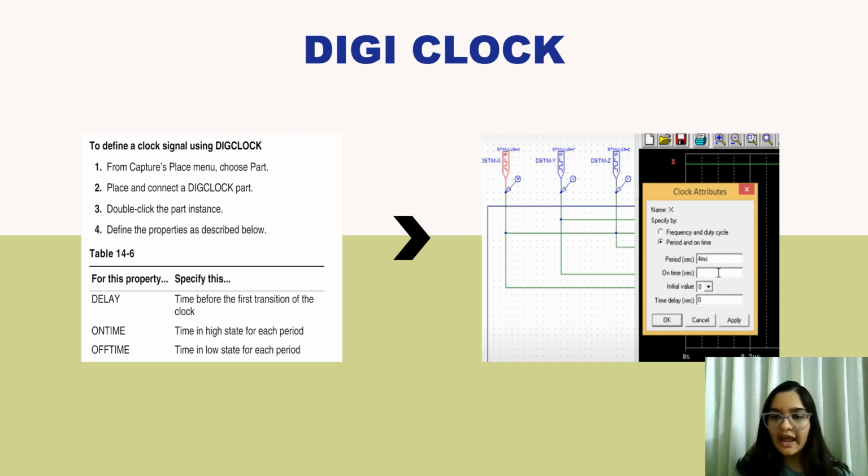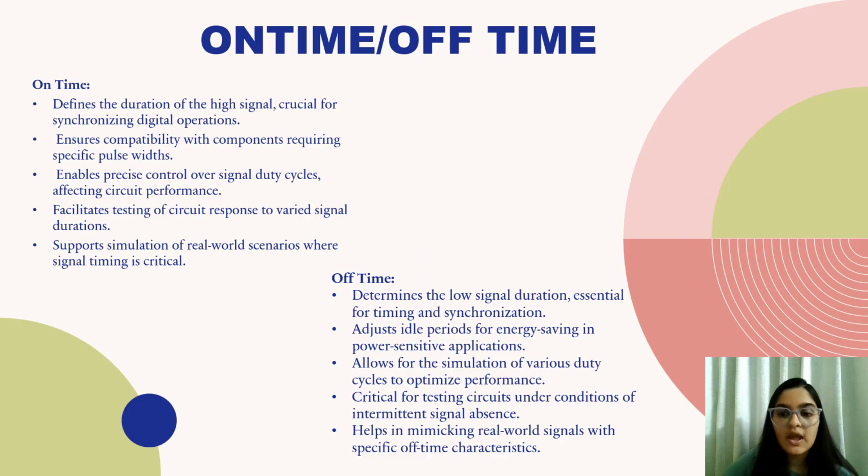The image on the right shows the dialog box that is prompted when we click on the DigiClock icon so that we can enter the on time and off time. Now, I would like to talk a bit about on time and off time and why it's necessary.